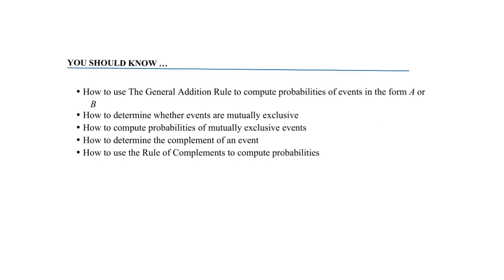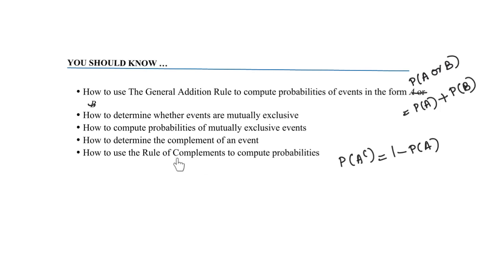So in this section, you learned the general addition rule to compute the probability of events in the form probability of A or B, how to determine whether events are mutually exclusive, how to compute the probability of mutually exclusive events, how to determine the complement of an event, and how to use the rule of complements to compute probabilities. So the addition rule for mutually exclusive events is simply to add the probability of each event. And the rule of complement is probability of A complement is equal to 1 minus probability of A.